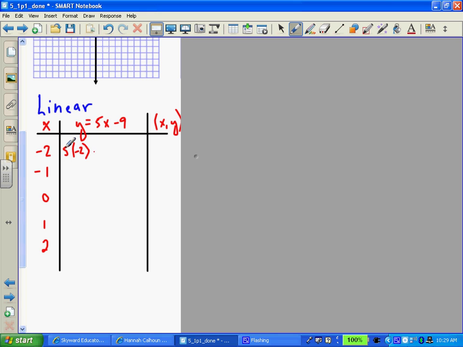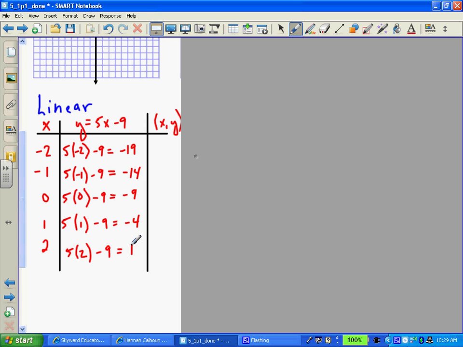So again, I'm going to plug these in. So 5 times -2 minus 9 would be -19. 5 times -1 minus 9 would be -14. 5 times 0 minus 9 would be -9. 5 times 1 minus 9 would be -4. And 5 times 2 minus 9 would be 1.